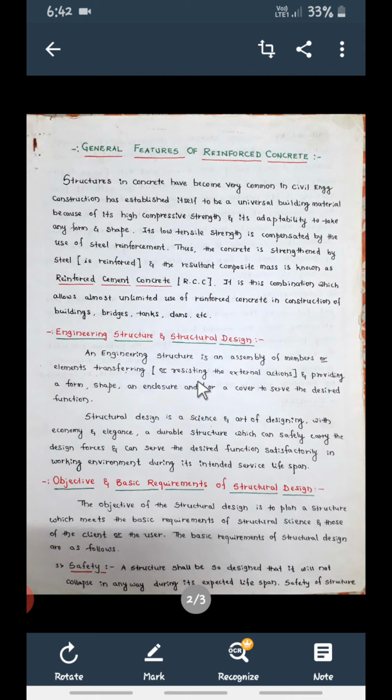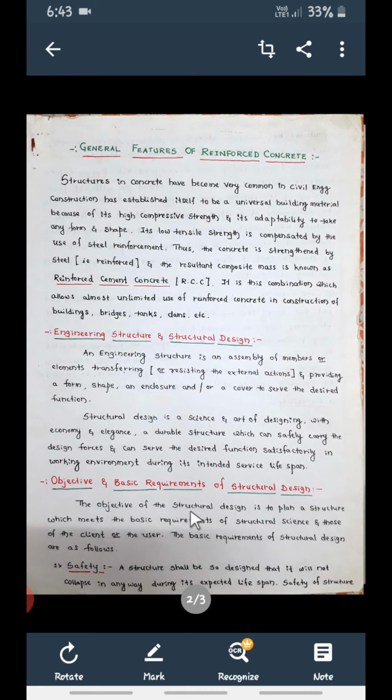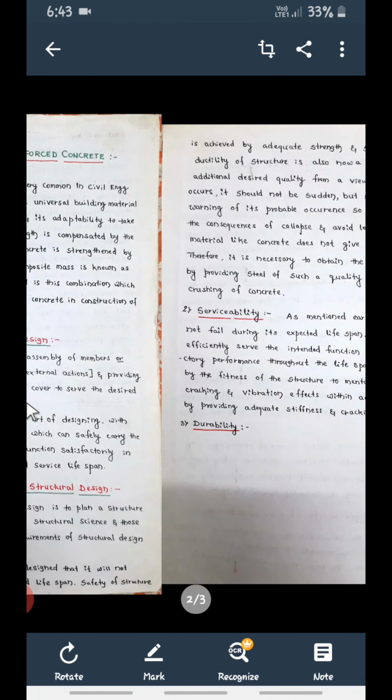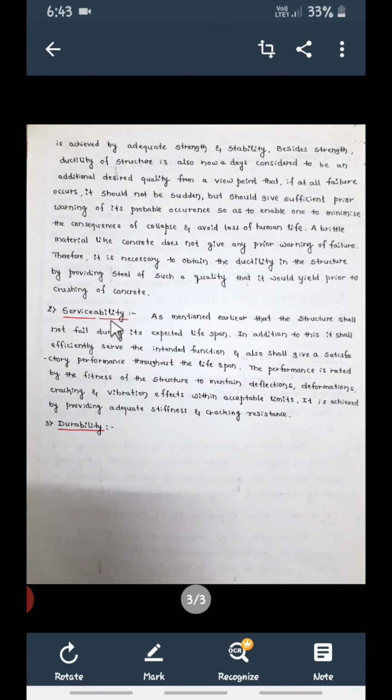So as I told, there will be two important aspects of this structure. One is analysis and the second one is design. Then what is the basic requirement of design? When you start designing any structure or any element, what are the basic requirements? There will be three requirements. One is safety, that is the first requirement. Second one will be serviceability, and third one will be durability.